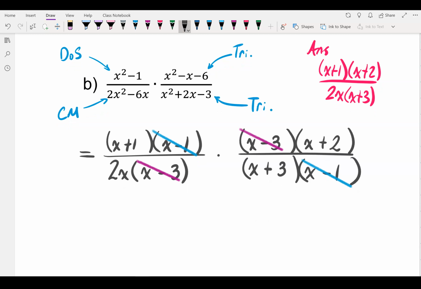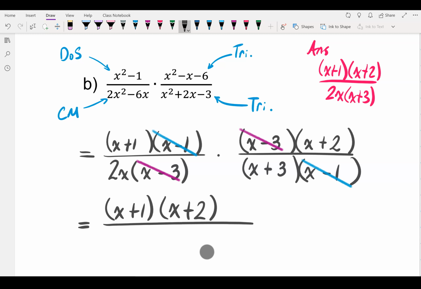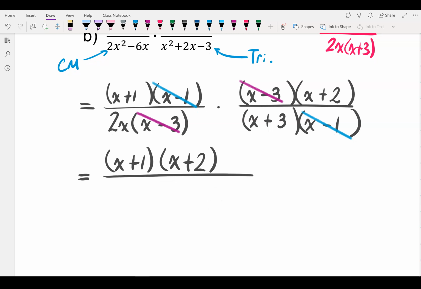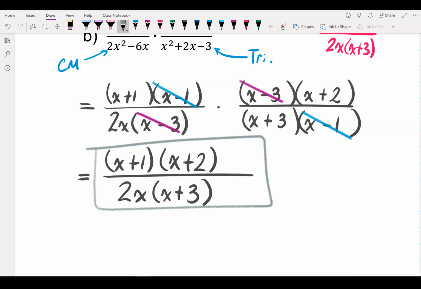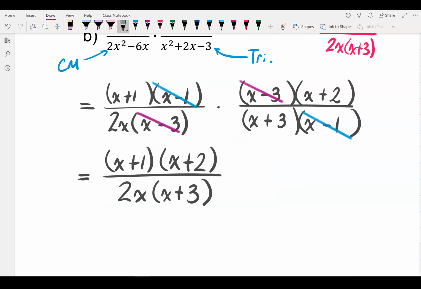So all I need to do is write what's left. On top, make a big fraction. On top I have x plus 2 is still there, and I have x plus 2 is still there. X plus 1 on top, x plus 2 on top as well. On bottom, it looks like I've got a 2x left over. It hasn't been canceled out. I've got an x plus 3 left over. It hasn't been canceled out either. And that's as simple as it gets. There's nothing I can do to make that any nicer right now. Maybe I'll clean this up just because I can.